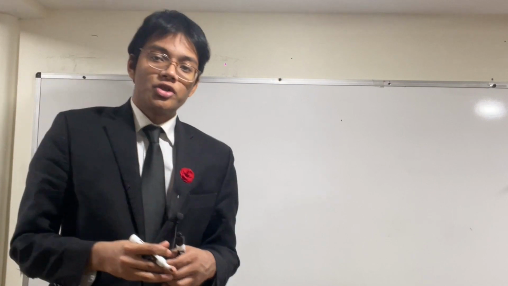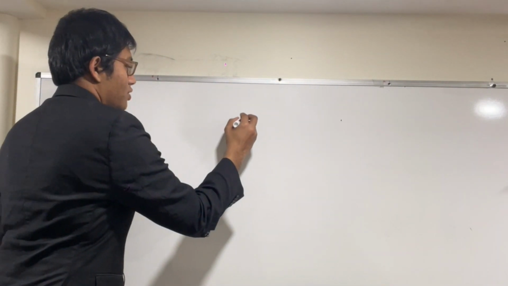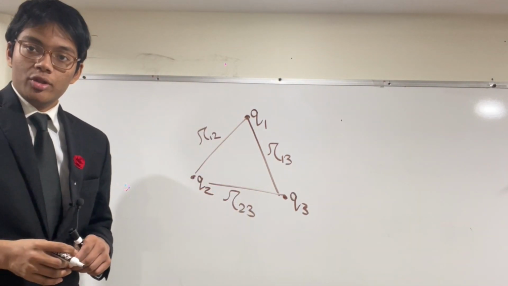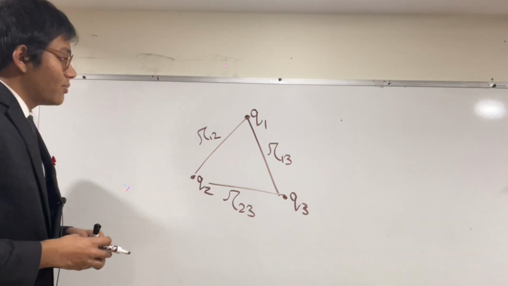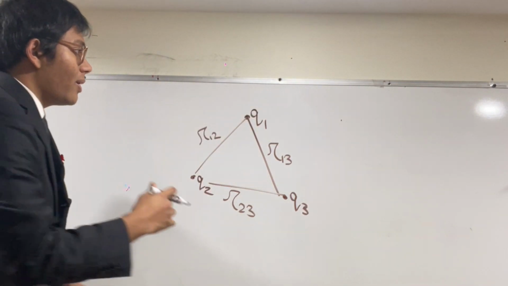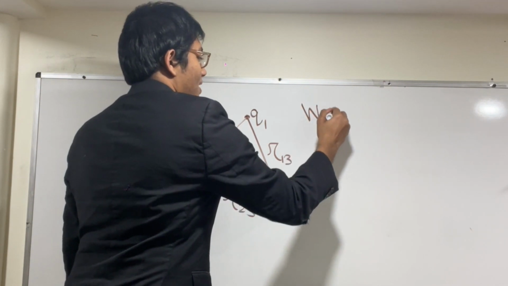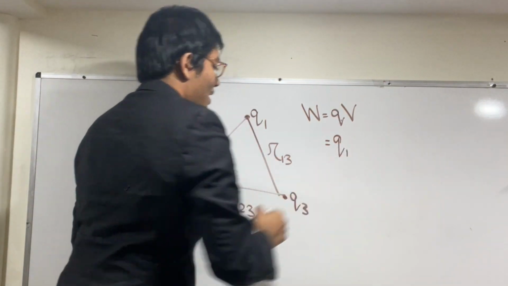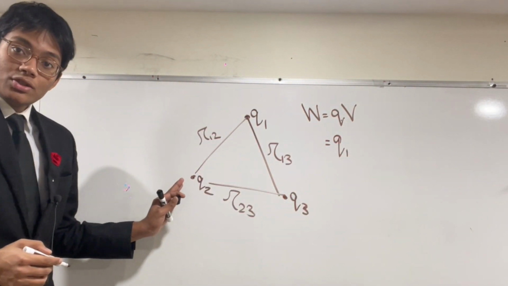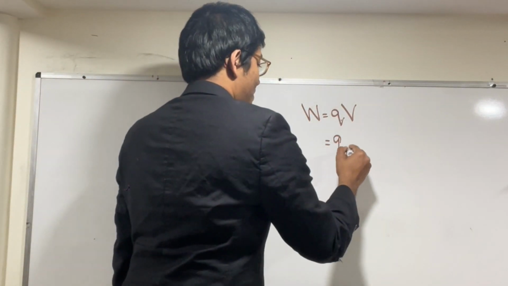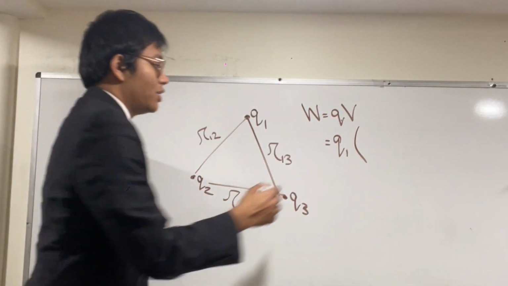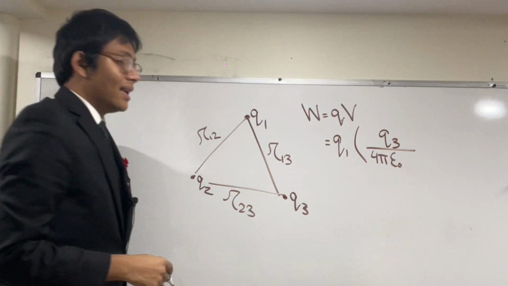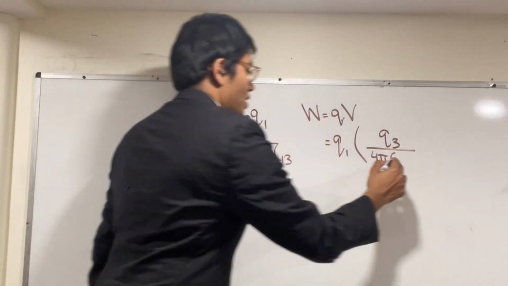Let's say we have the following charge distribution made out of 3 charges, Q1, Q2, and Q3. What is the work needed to assemble this charge distribution? Well, first let's consider the amount of work needed to bring Q1 in. Remember that we found that work is given as QV. So focusing on Q1, we would have Q1 times the potential due to this charge and the potential due to this charge. So let's write that down. The potential due to this charge is going to be Q3 over 4 pi epsilon naught times the distance between the two charges, R13.